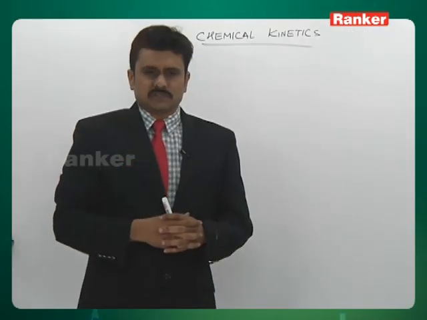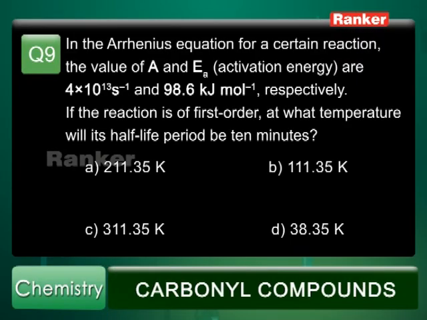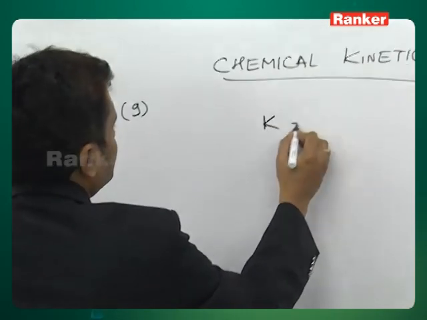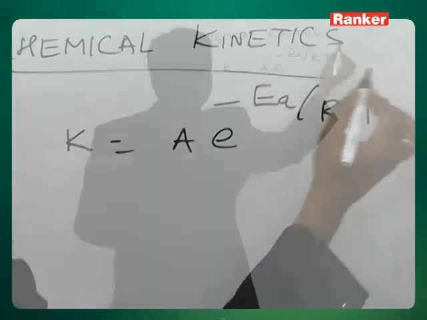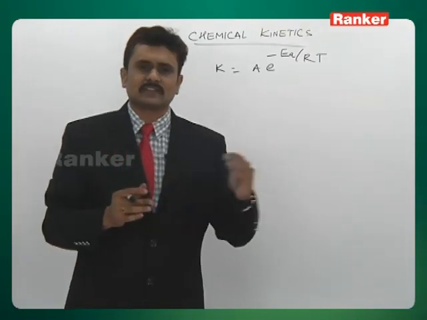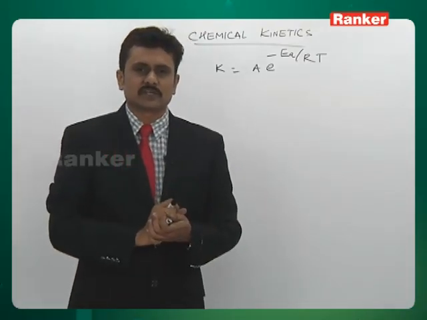In the Arrhenius equation for a certain reaction, we have been provided with the values of EA and A, which are 98.6 kilojoule and 4 into 10 to the power 13 second inverse respectively. If the reaction is of first order, at what temperature will its half-life period be 10 minutes? So once again the question is on the Arrhenius equation, where K you would be writing as this much.